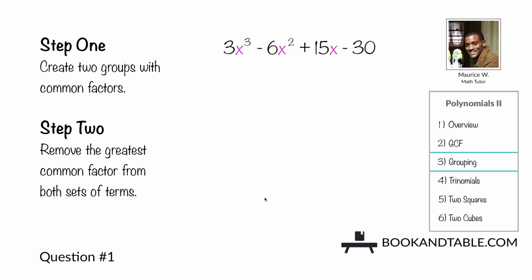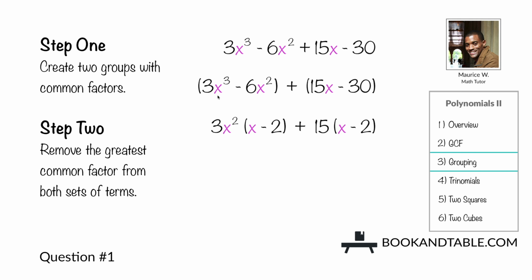Question number 1, we were given 3x cubed minus 6x squared plus 15x minus 30. Step 1, create two groups with common factors. So we want to group together the first set of terms, and we want to group together the third and fourth terms. Why? 3x cubed minus 6x squared have a common factor of 3x squared. The coefficients have a common factor of 3. The variables have a common factor of x squared.